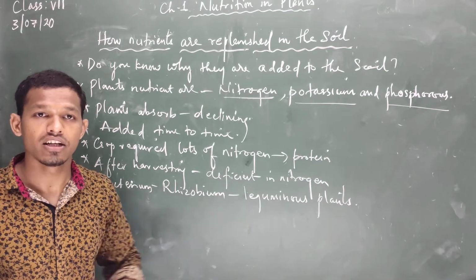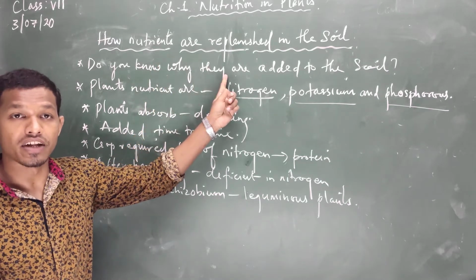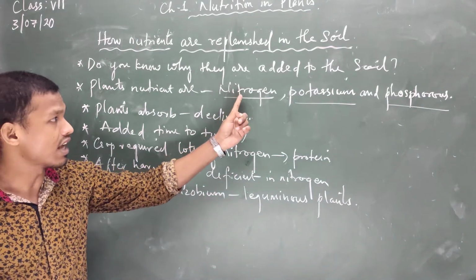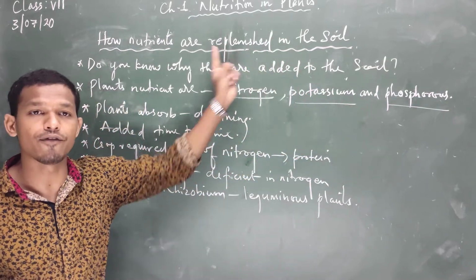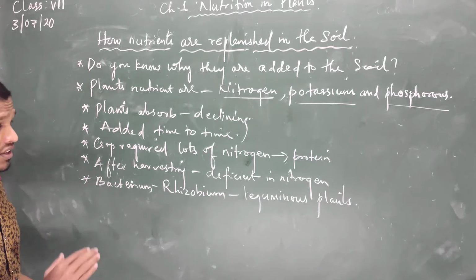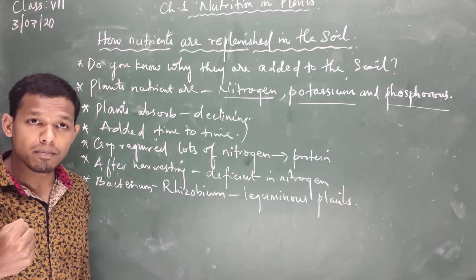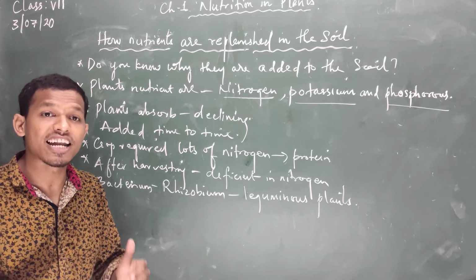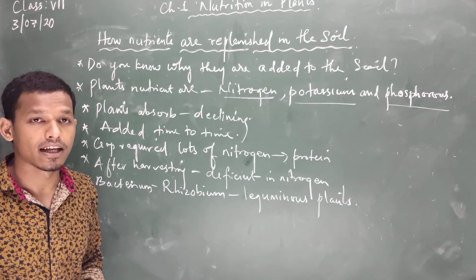we need to add them in the soil. Therefore, they use fertilizers and manures that can be added in the soil in order to fulfill the supply of nitrogen, potassium and phosphorus. Therefore, it is called replenished. Plants absorb nutrients which are present in the soil. Therefore, farmers need to add fertilizer and manure from time to time in order to enrich the soil.